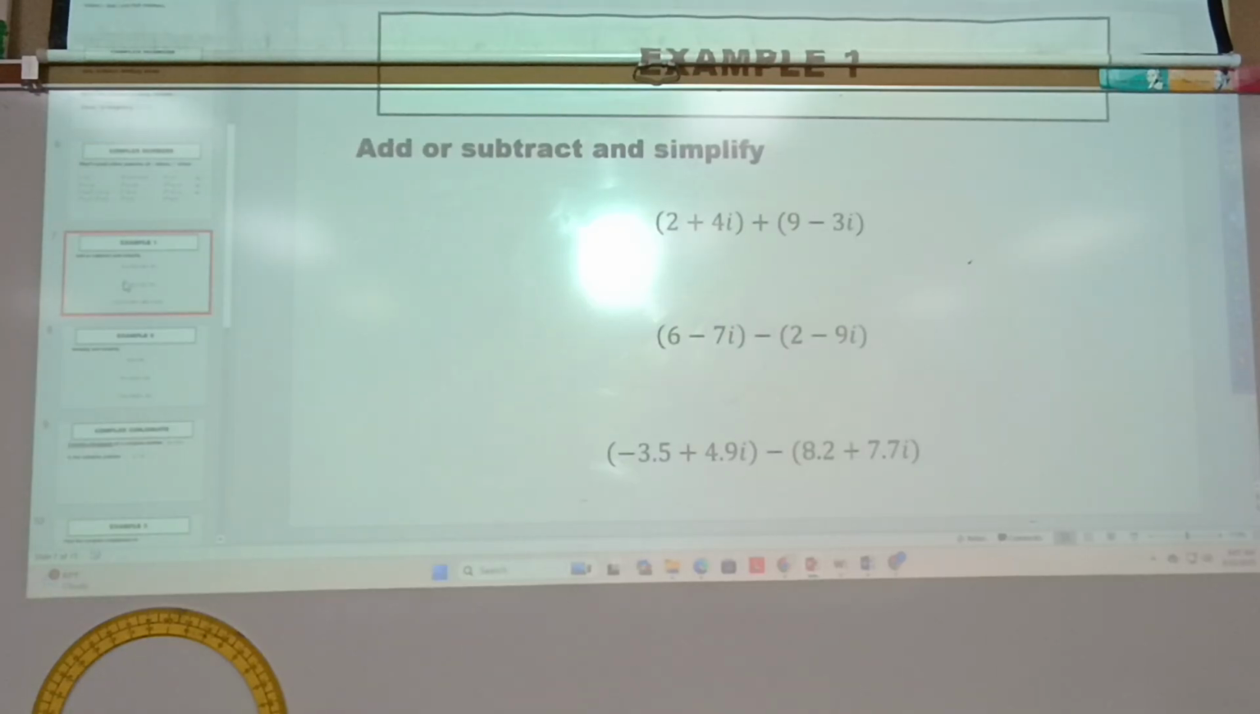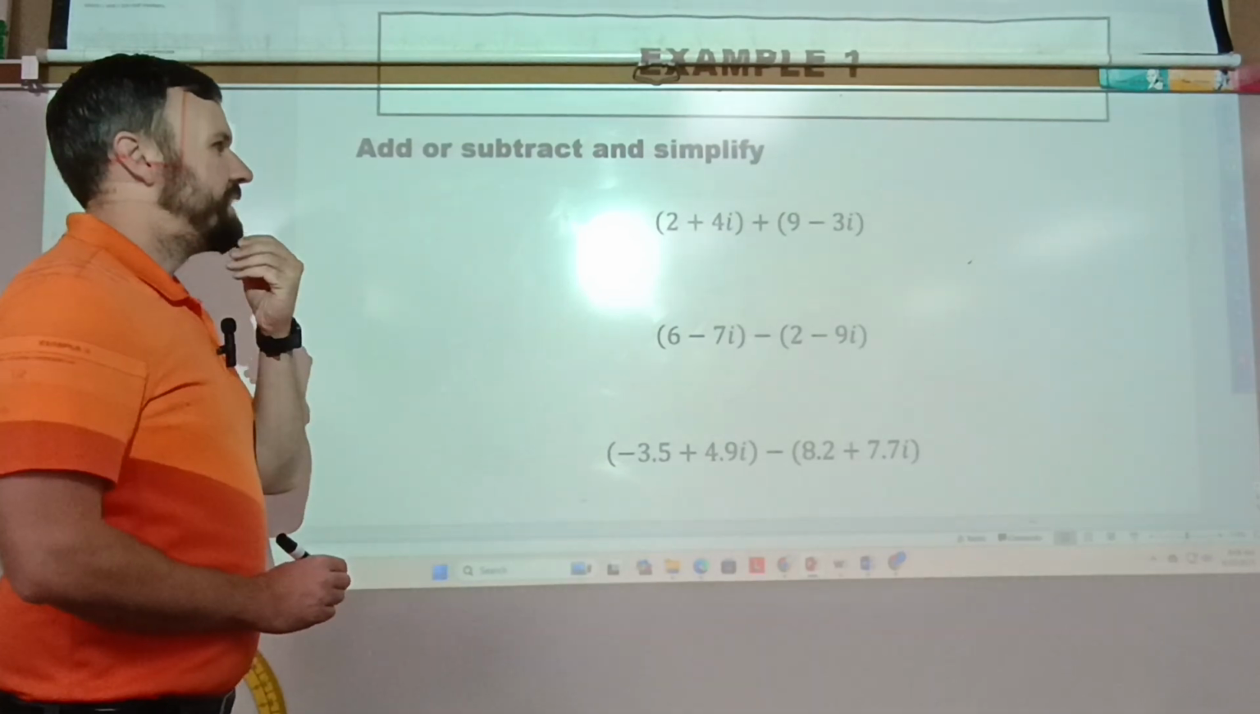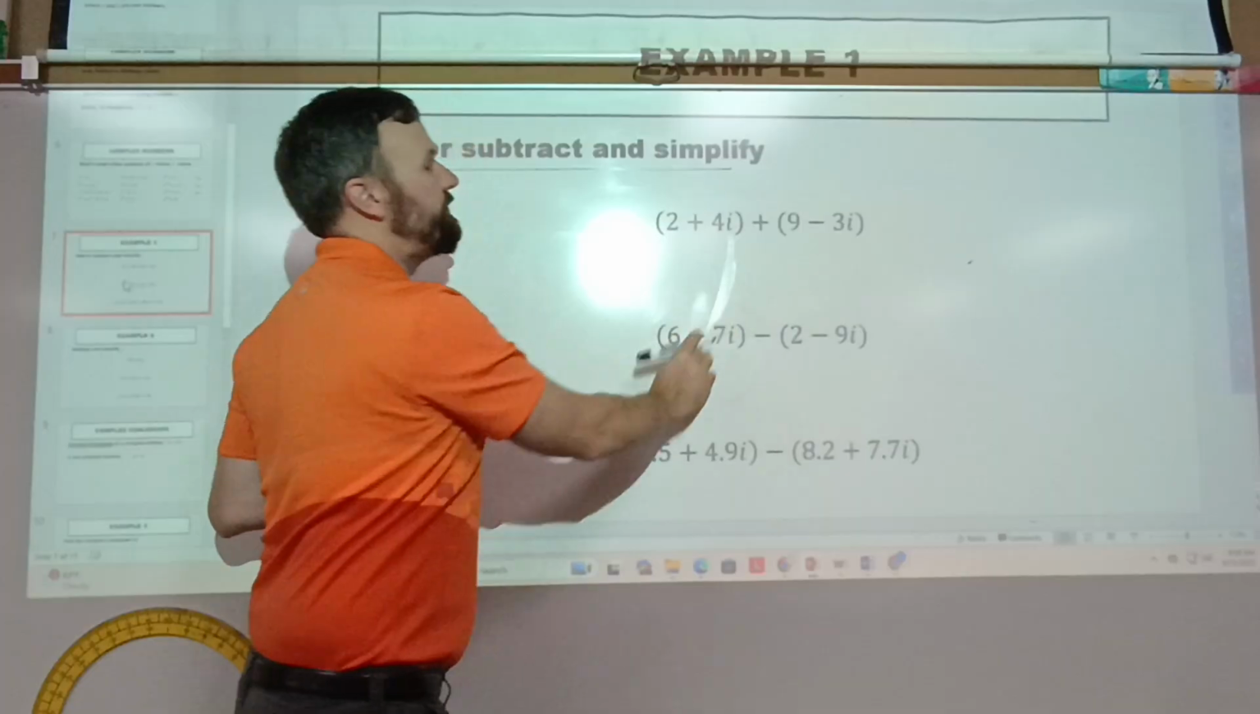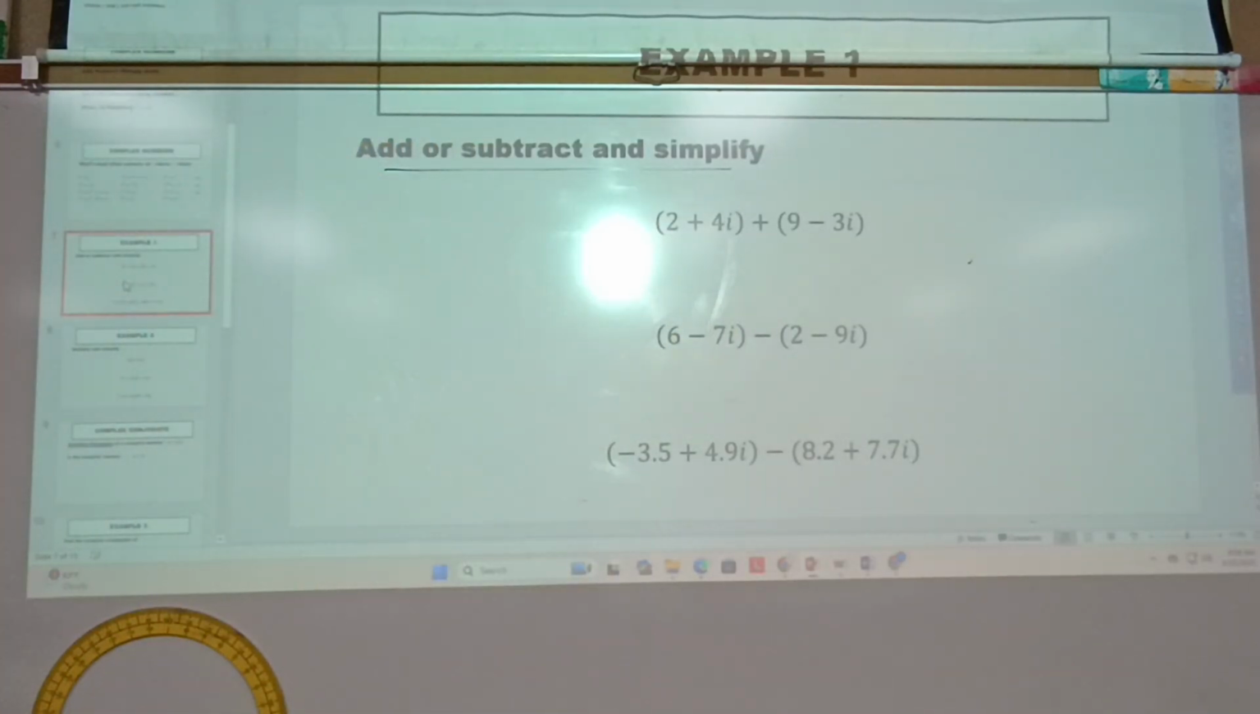All right, so let's do some problems. I think we're almost halfway through already. When I add, subtract, or simplify, if I see an i, treat it like any other variable you've ever seen before, right? Don't overcomplicate it.